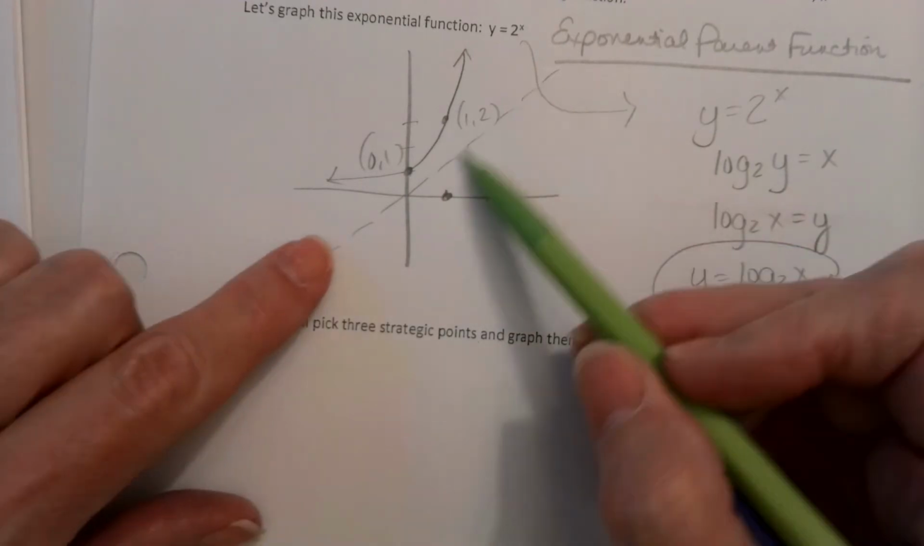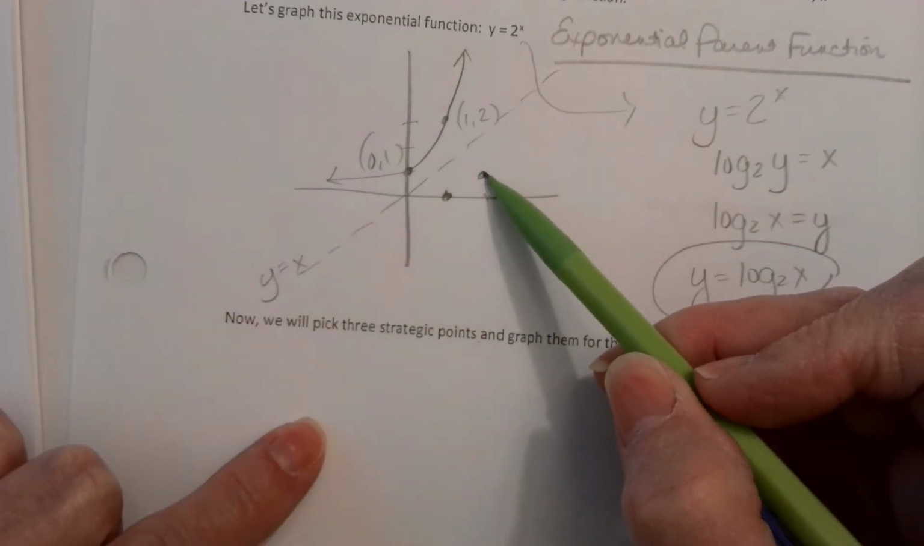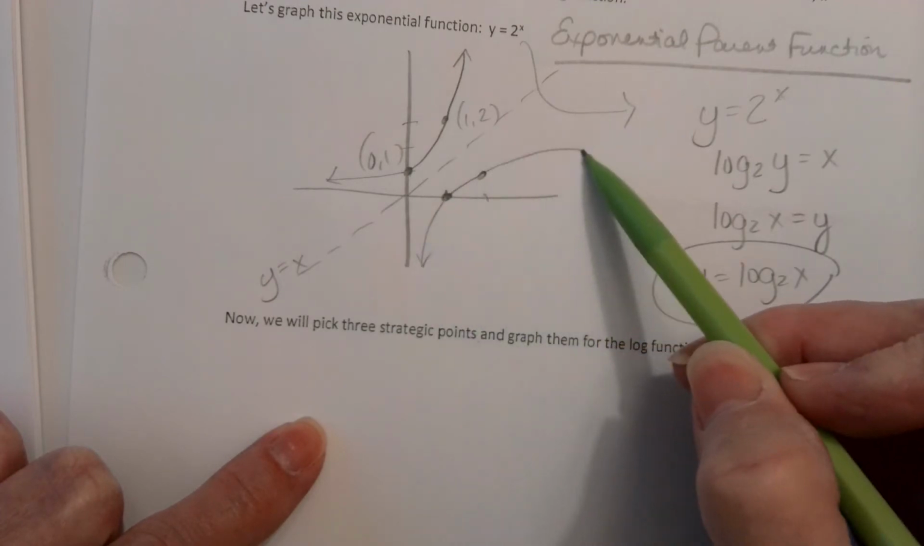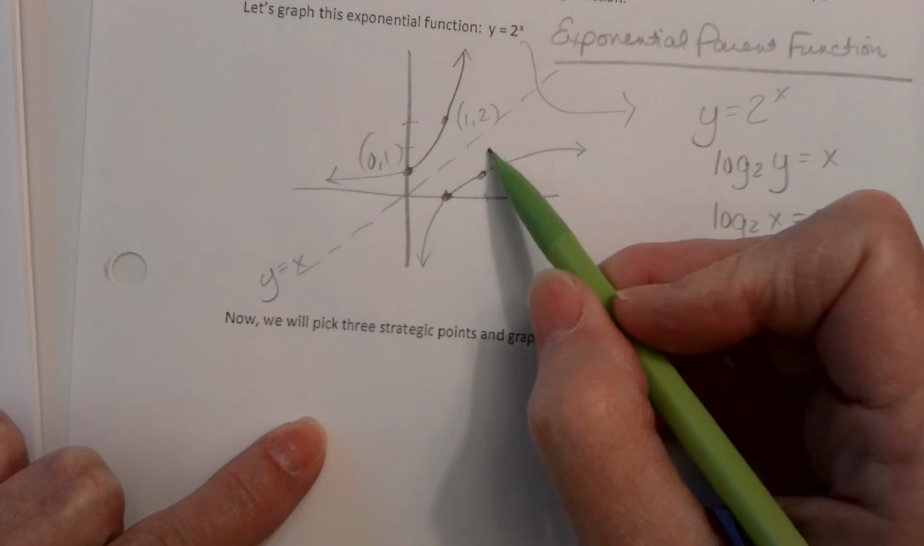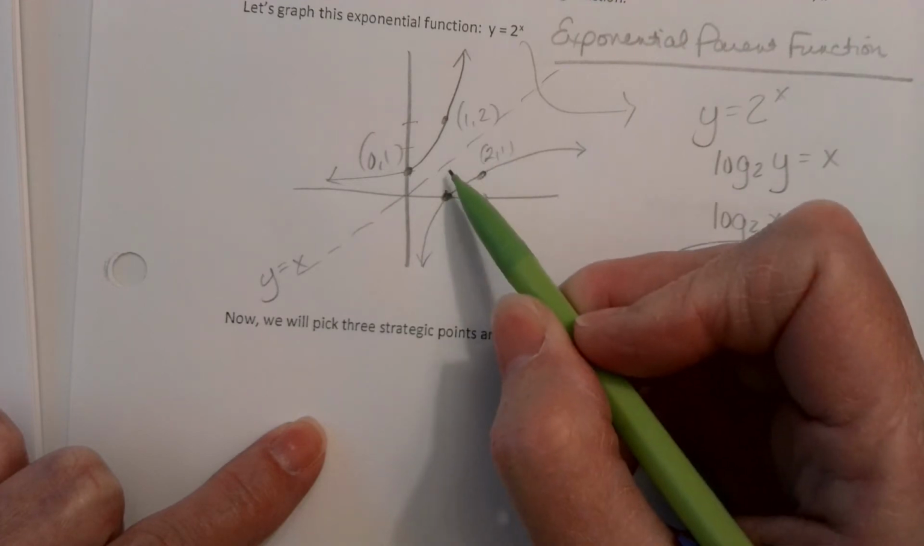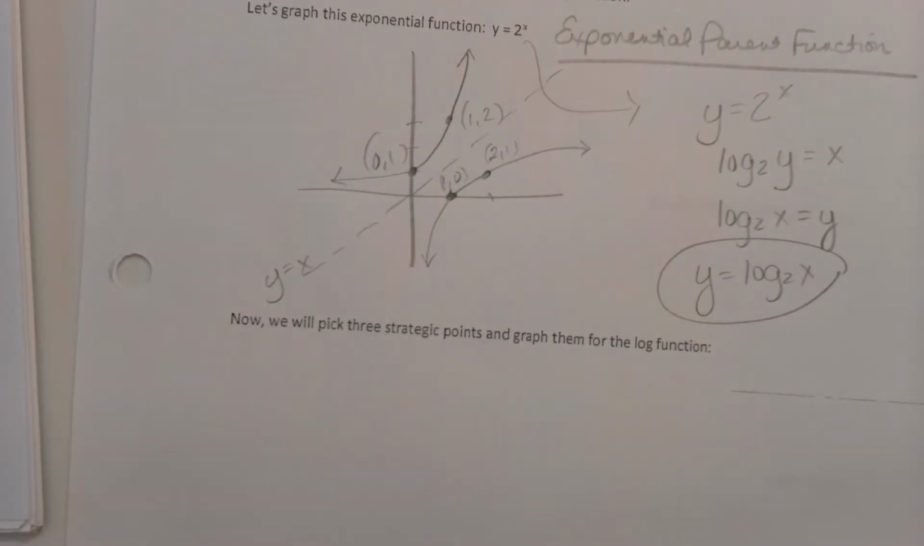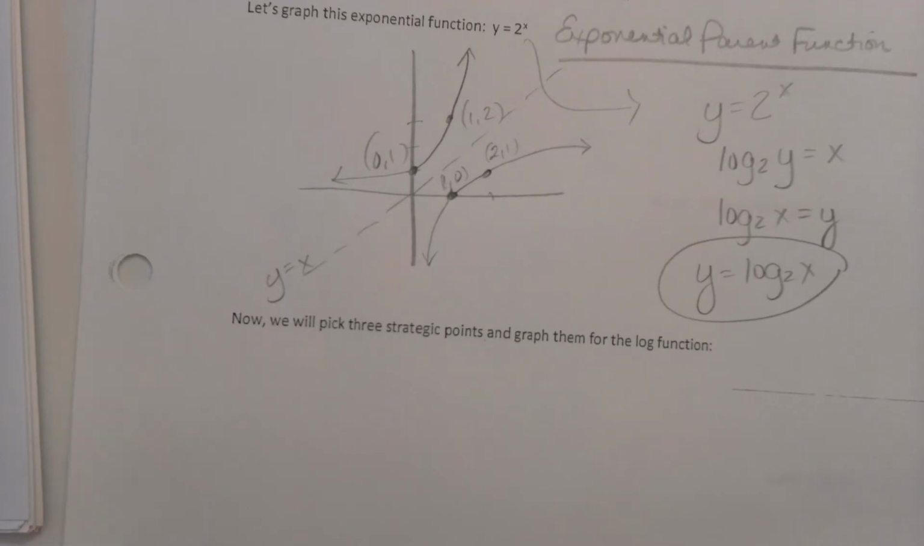If this is a line of reflection, then this one's going to come down like this, and then it's going to go out like that. This point, again, is 2, 1, and this point is 1, 0, just backwards of those. And that's the way you graph that log function, by knowing it's the inverse of an exponential function. Okay, now let's look at some log rules.